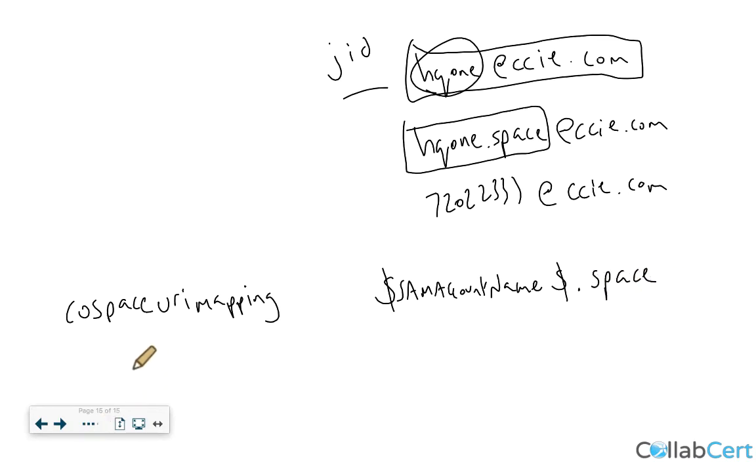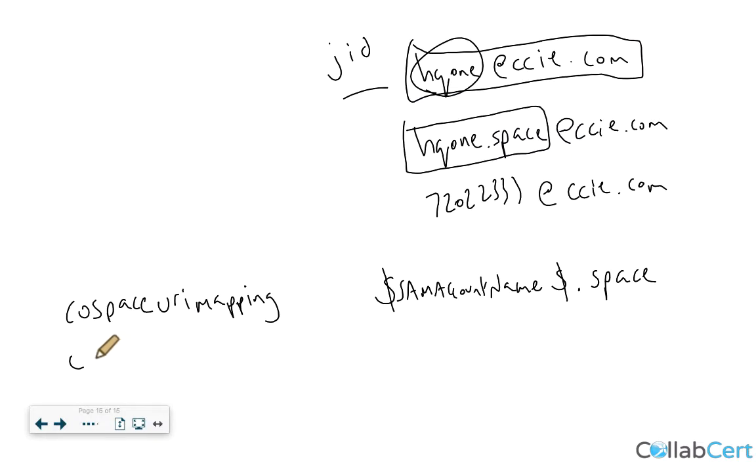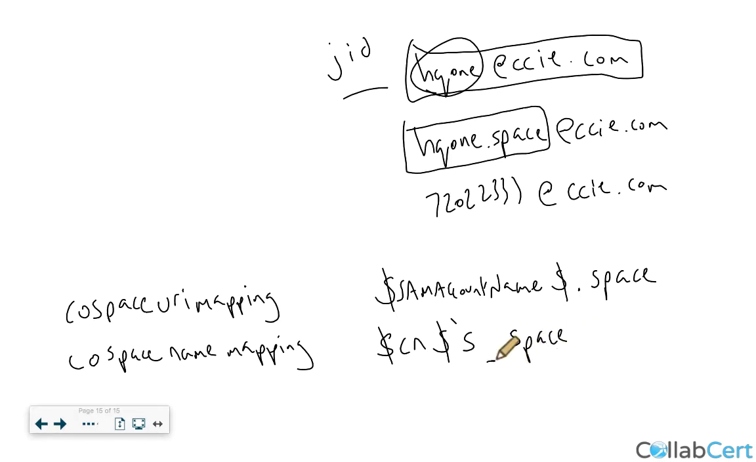And we can also give it a descriptive name. If I look at the document there, we've got this co-space name mapping. Again, this is all optional. Co-space name mapping. What should we call that? Should we just say CN, common name, so 1HQ, I'm going to use apostrophe S, and then put a space there and put space. There's a little space there.